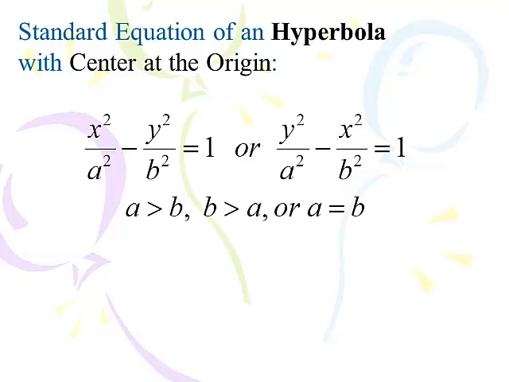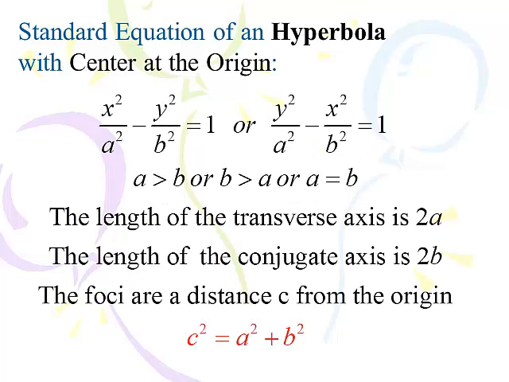Here's the basic equation of the hyperbola with its center at the origin. Very similar to what we had in ellipses, the only difference is the minus sign. Also, the a squared always comes first, whether you have the x squared first or the y squared first. I will say this: when the x squared is positive, we have a horizontal transverse axis. When the y squared is first, we have a vertical transverse axis. A is always the first denominator, regardless of whether it's bigger or smaller than b. Notice that A can be bigger than B, or B can be bigger than A, or they can be equivalent.